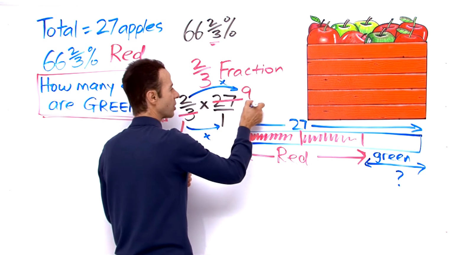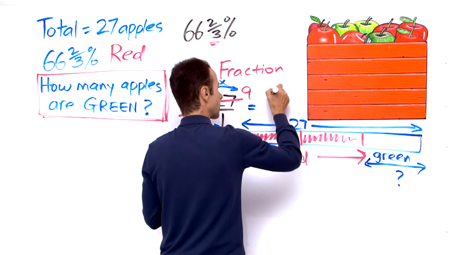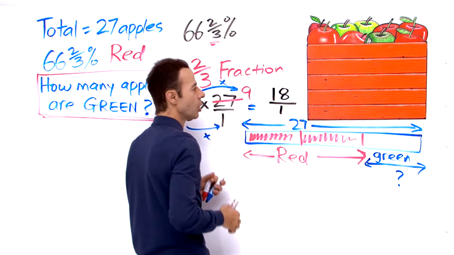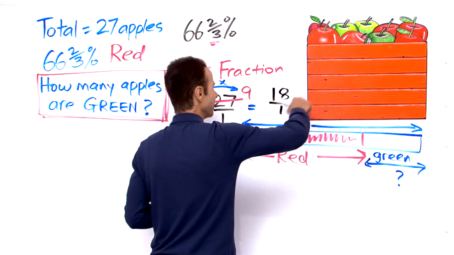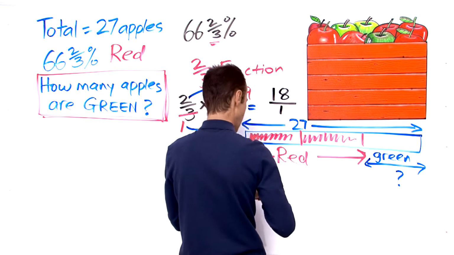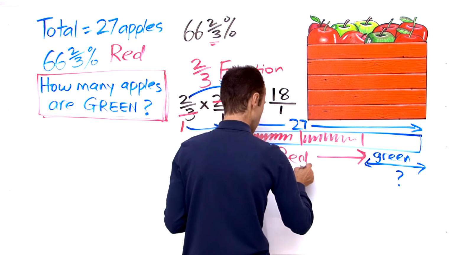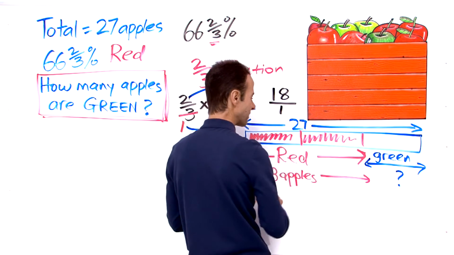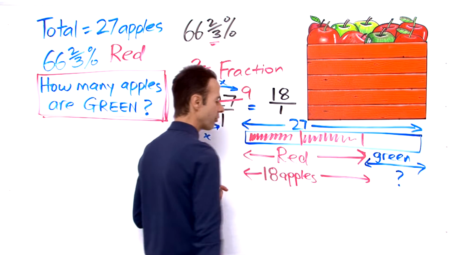So 2 times 9, what does that equal? 2 times 9, that's going to give us 18. Write it in black. That's 18. 1 times 1 is 1. So it's 18 over 1, which is code word for 18. You don't need the 1 below. So there are 18 apples that are red. So from here to here, 18 apples are red. From there to there. We know the number of red, 18. We know the total number is 27, and 18 of them are red.